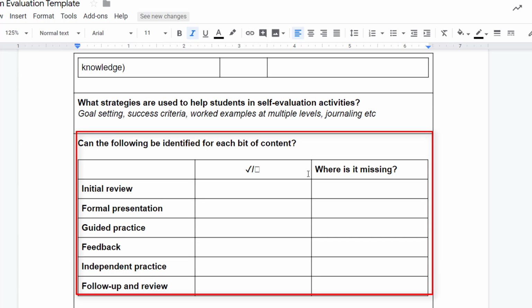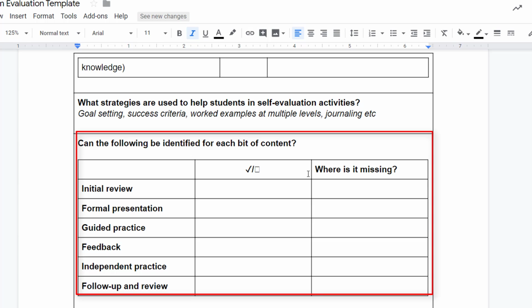The next question asks, can the following be identified for each bit of content? So as you're going through content, you want to make sure that you are actually putting in some kind of initial review. What are they going to learn as we go forward? There should be some kind of formal presentation, whether that be a video or it could be them reading an article, reading a bit of a textbook. It could be them reading something online. It could be them watching a movie if it's something that you're doing in English where you're examining video techniques or something. So some kind of formal presentation that goes on there.